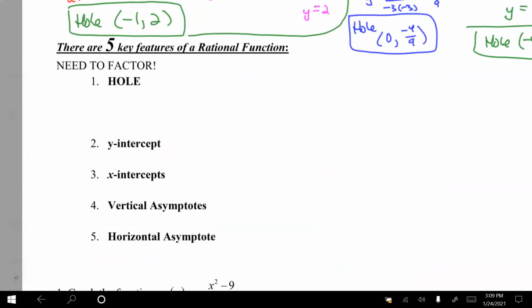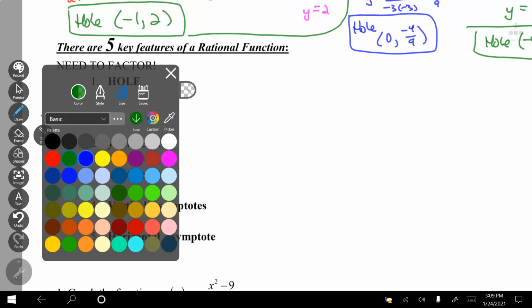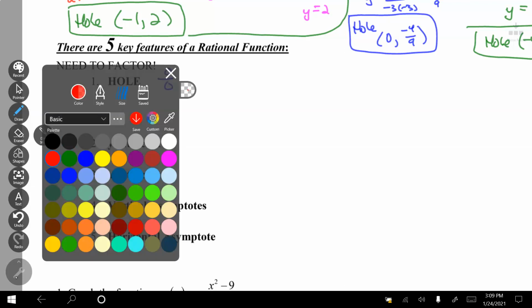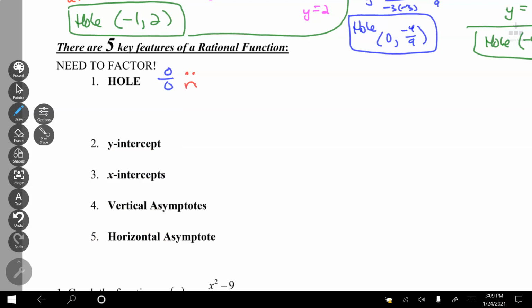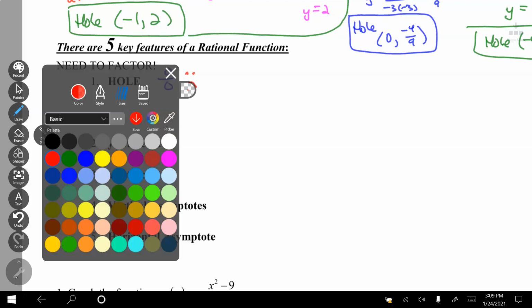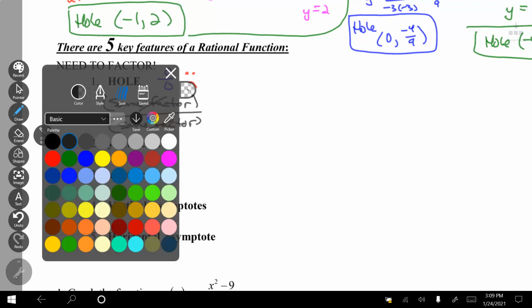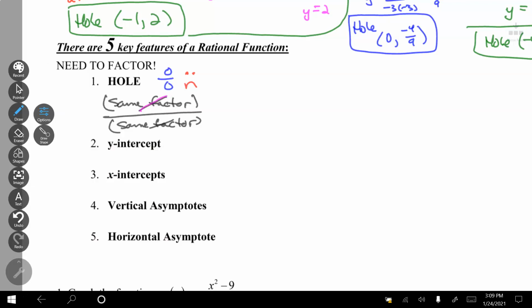So I really have 5 key features to a rational function. The first one, well, I'm going to have to factor a lot, but I should always do the hole first. The hole is when I get that 0 over 0. Again, I'm not happy about it, but then what I'm going to do, I'm going to factor. And what I should get is the same factor over the same factor. And what should happen is that these two cancel out.